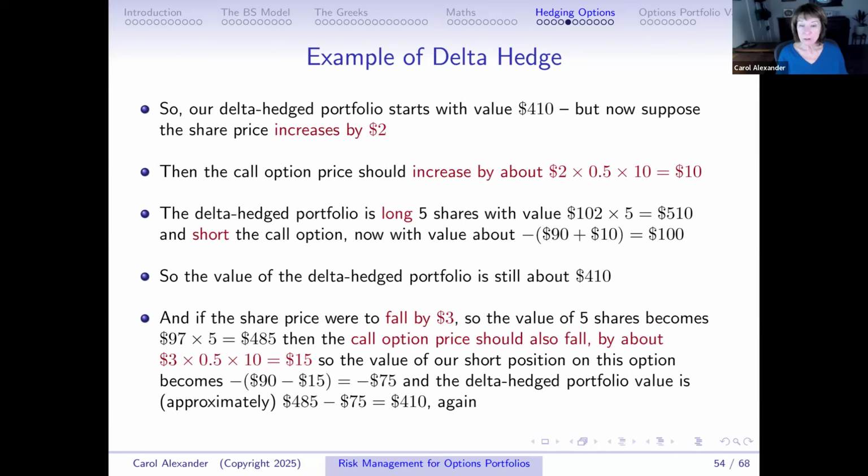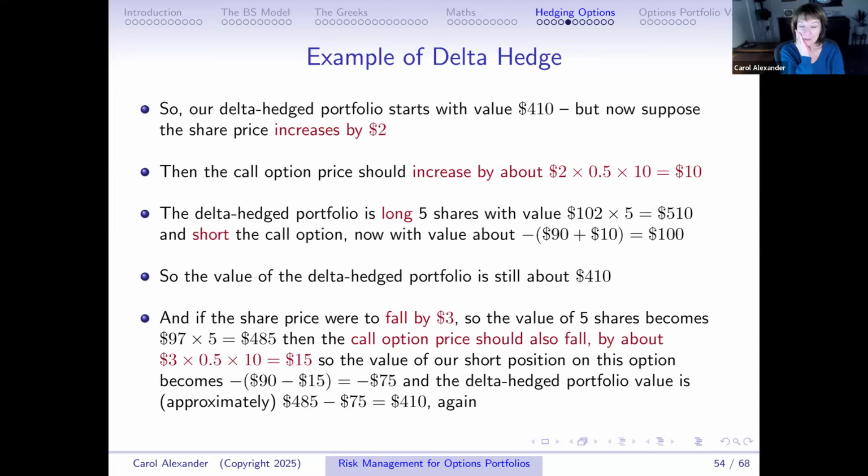So now we've got a long position in 5 shares, but they've got value 102 times 5, so that's 510. And a short position in the call option, which now has value of 100. So that's a total of 510 minus 100, which is still around 410. So if the share price were to fall by $3, the value of 5 shares becomes 485, and the call option price should also fall, this time by about 15.